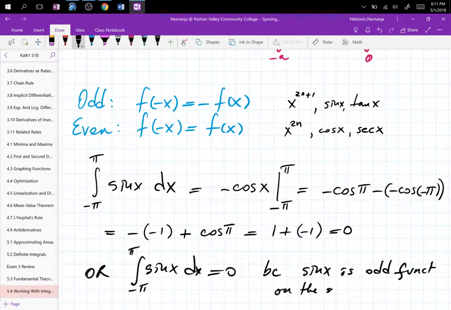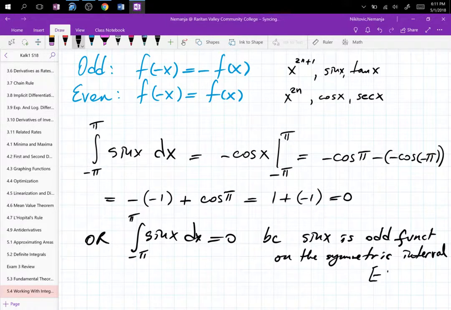on the symmetric interval negative pi to pi. It is very important for all conditions to be satisfied, and all conditions means that you must have a symmetric interval. This does not work on asymmetric intervals. I know that x cubed is odd, but you can't claim this rule for x cubed going from 0 to 1. That's not a symmetric interval, so it's not going to give you 0 at the end.